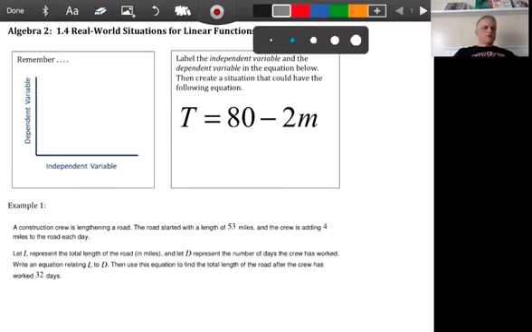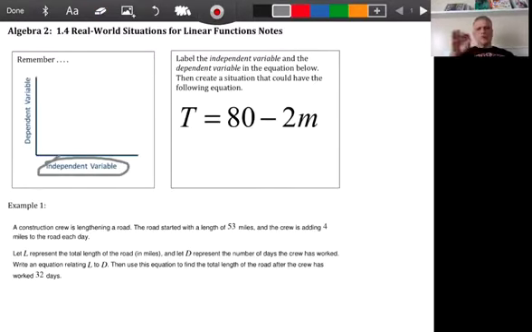Just little reminders that the x-coordinate, or the x-axis, the horizontal axis, is going to be used for your independent variable, and your dependent variable will be on the y-axis, the vertical axis. So here's an example of a nice little linear equation. It says label the independent variable and the dependent variable in the question below. Then create a situation that could have the following equation.